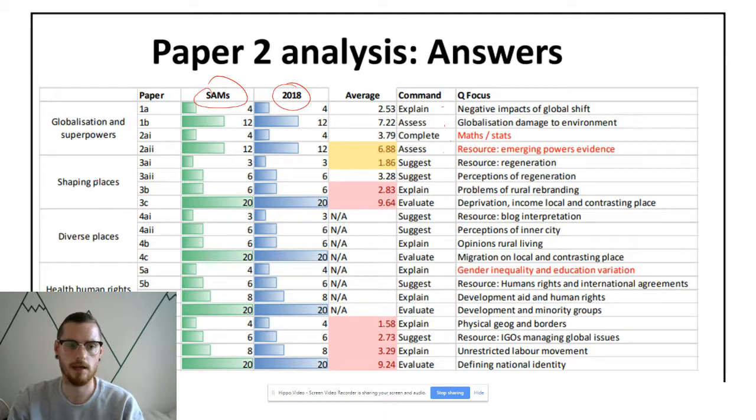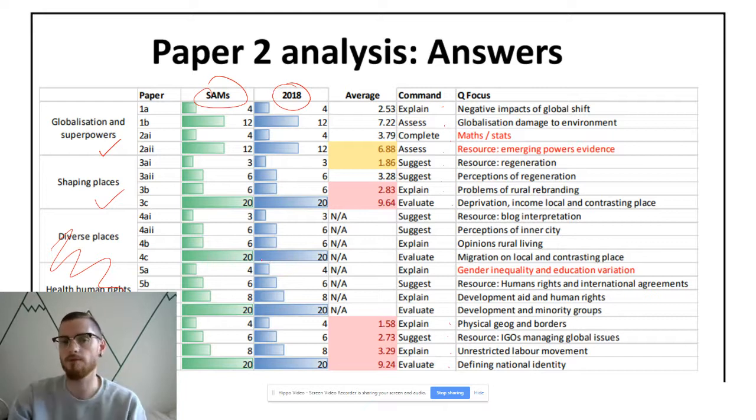Shaping places is the next topic. You've got 3A(i), 3A(ii), 3B, and 3C. And we go 3, 6, 6, 20 on the SAMs, 3, 6, 6, 20 on 2018. And we go suggest, explain, evaluate. Skipping down then onto the last section that you will answer. So you're going to do this here, and this is the last one. We're not doing this. It is migration, identity, and sovereignty, 6A to 6D, 4, 6, 8, 20 mark exams. Same on the exam, a similar 4, 6, 8, 20, and it goes explain, suggest, explain, evaluate.